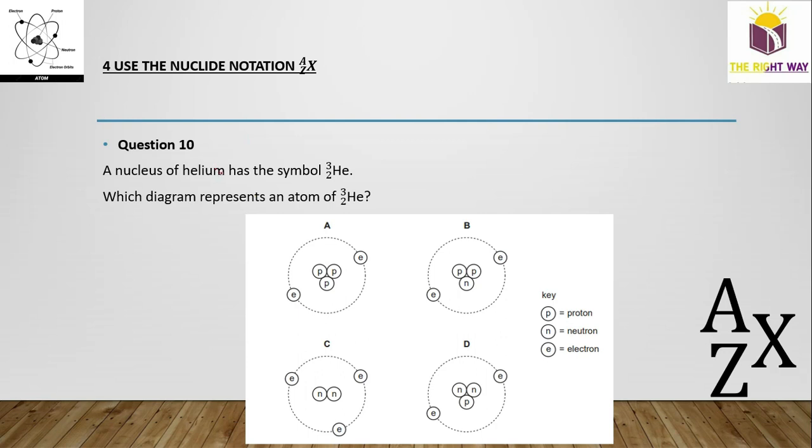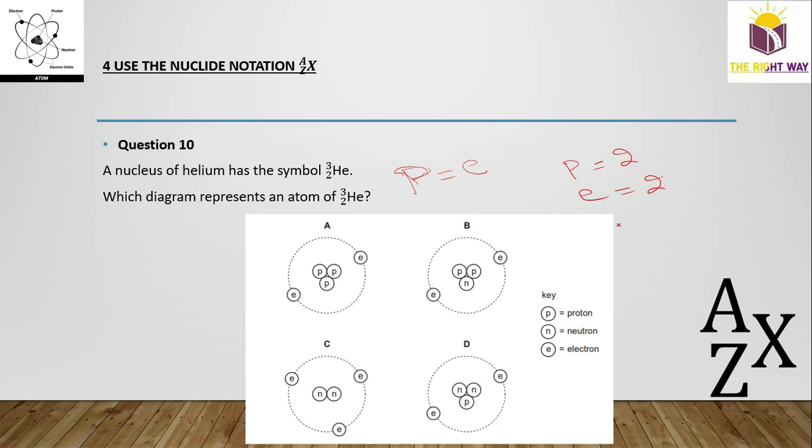A nucleus of helium has the symbol 3-2-He. Which diagram represents an atom of helium-3? An atom contains an equal number of protons and electrons. In ions, there is a difference between the proton number and electron number. But in an atom, the proton number is equal to the electron number. So our proton number is 2, and our electron number is 2.